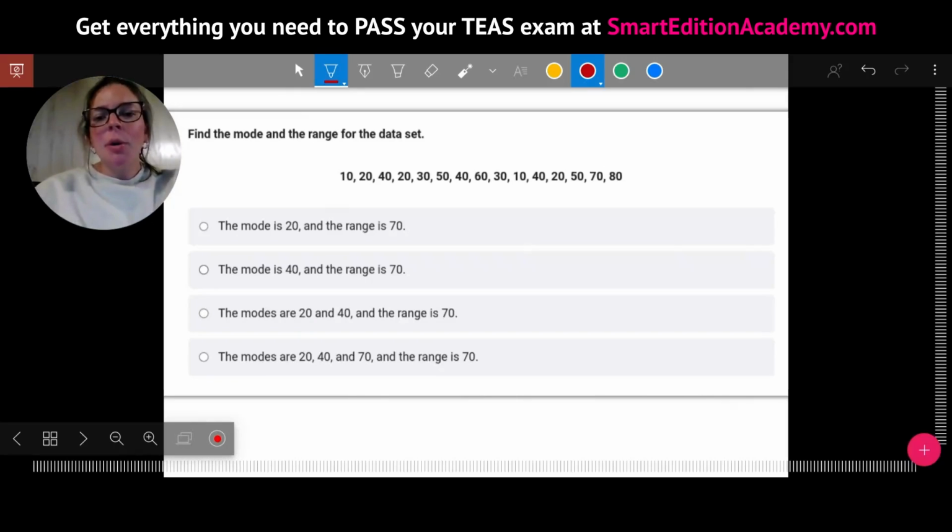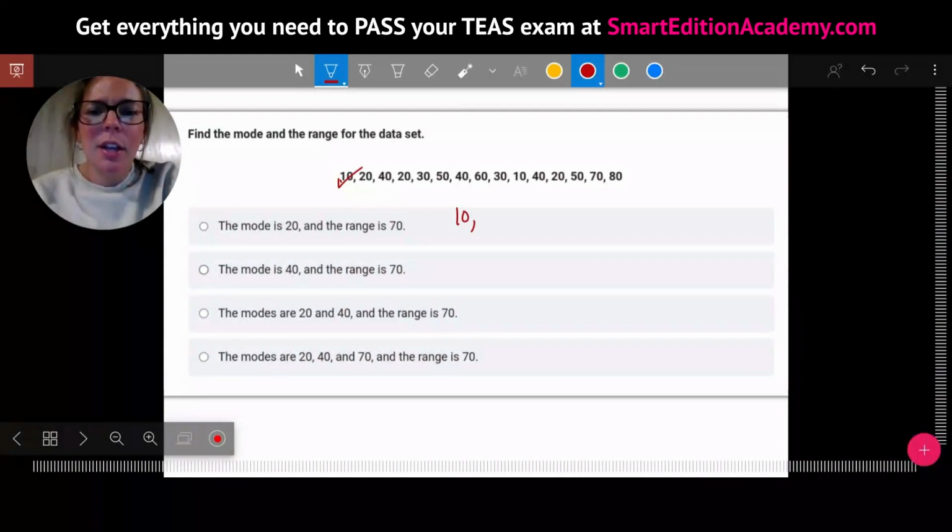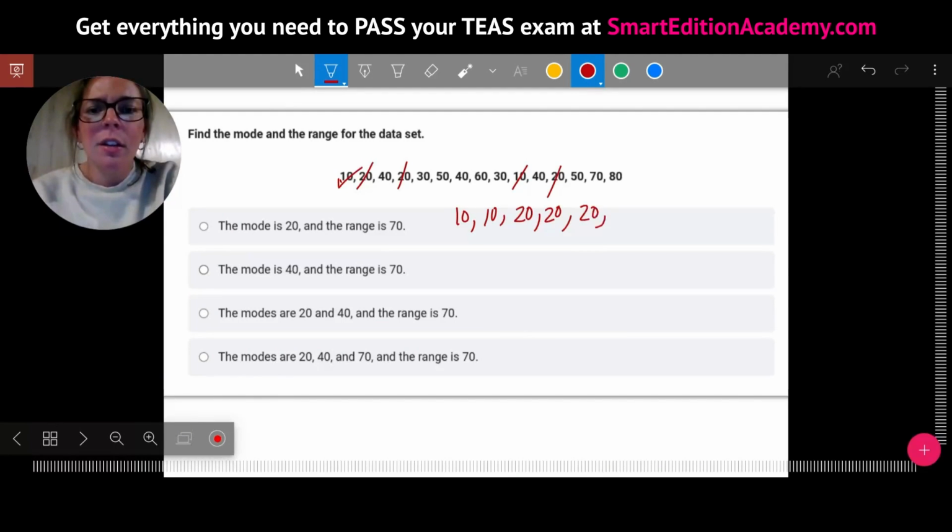So to find the mode, it can be helpful to write these in order so you can see them next to each other, or make a little chart or a table. I'm just going to write them in order just so I can see what's up. So I have 10, 10, 20, 20, 20, 30, 30, 40, 1, 2, 3, 50, 60, and then there's just a 70 and an 80.